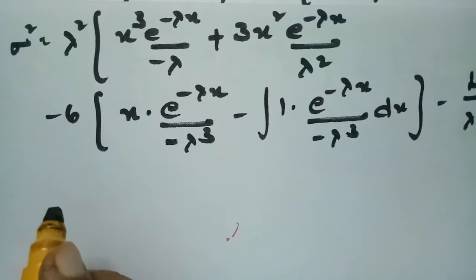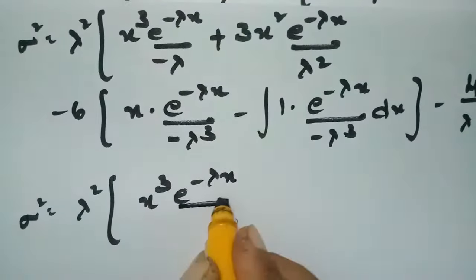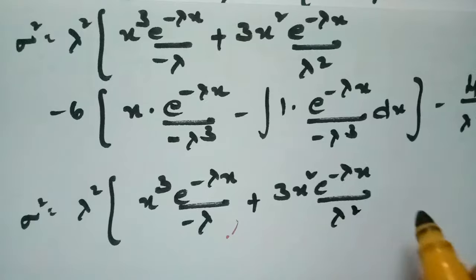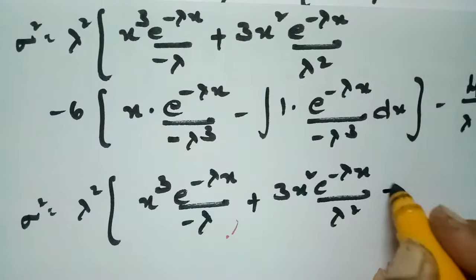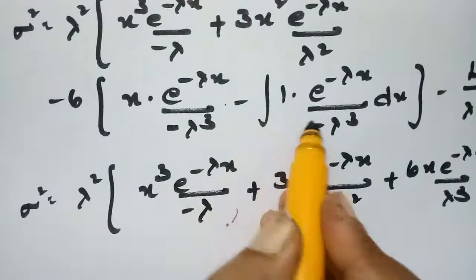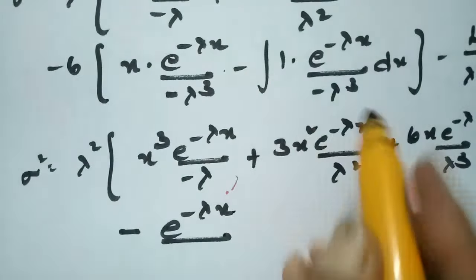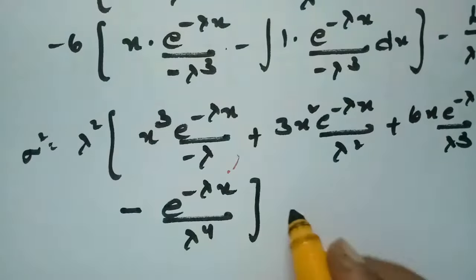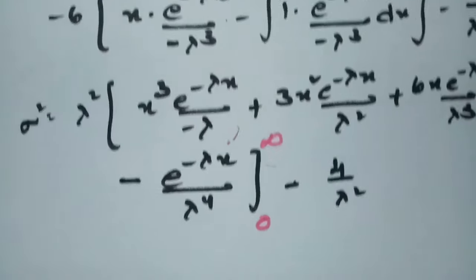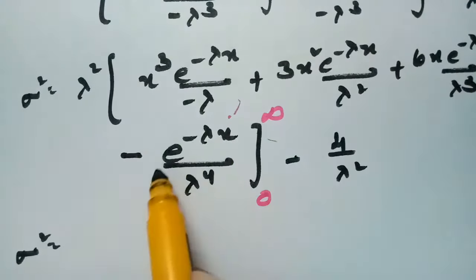And see, the next thing here is sigma square is equal to lambda square x cube e power minus lambda x by minus lambda plus 3x square e power minus lambda x by lambda square. If I multiply these two, minus into minus, this is 6x e power minus lambda x by lambda cube, and again I have to make an integration. So this will be minus e power minus lambda x by minus lambda, so this will be lambda power 4, into minus 4 by lambda square. This varies from 0 to infinity. So if I substitute infinity, then e power minus infinity is 0 in every term.